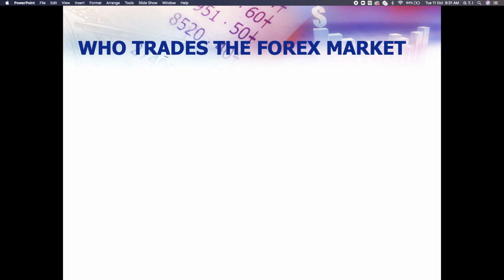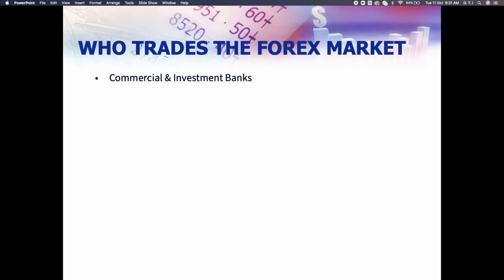Now let's continue. Who trades the Forex market, right? Who are the players in the Forex trading space? Now we have the commercial and investment banks, right? The largest volume of FX trade takes place in the interbank. The interbank is where all sides and all types of banks come together to trade currencies with each other, right? And this is done via electronic network.